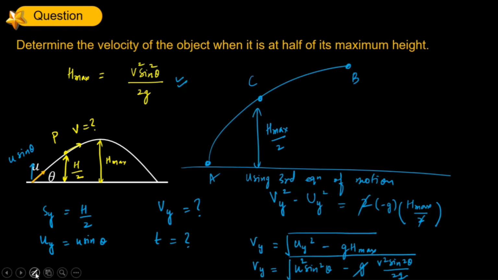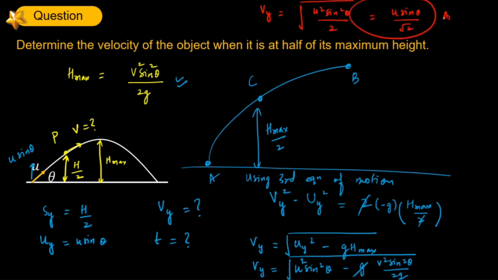If I solve this equation, just look at the problem here. Vy can be written as U square sine square theta minus U square sine square theta by 2, like 1 minus half. So it is going to be half. So U square sine square theta by 2 whole under root. So Vy is going to be U sine theta by root 2. This is going to be the answer.